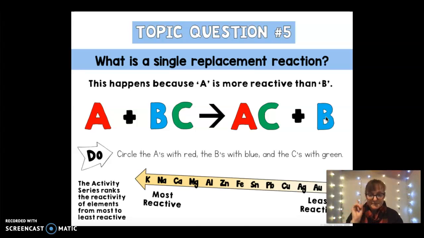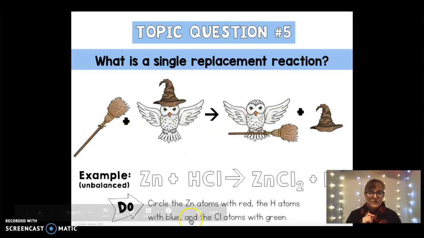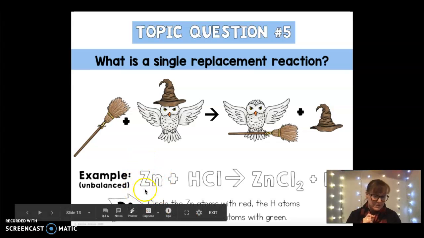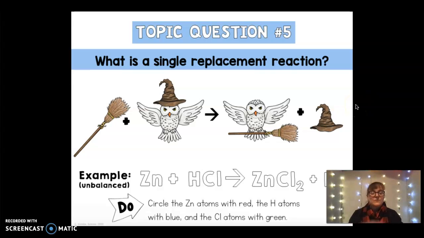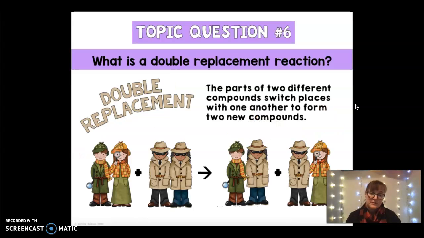So how you're going to know what this looks like, you're going to have zinc, for example, zinc here by itself. And then hydrochloric acid is going to make zinc chloride, and then hydrogen is going to be on its own. It's kind of hidden here behind my video, but hydrogen is on its own over there. So element compound, that's a single replacement.